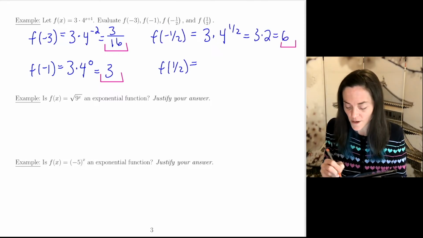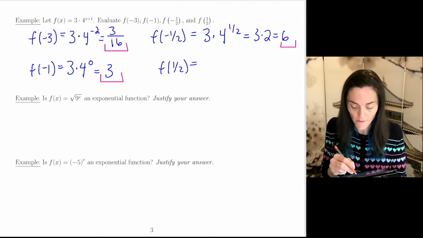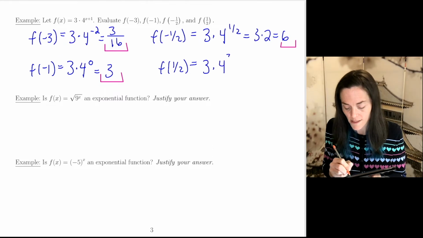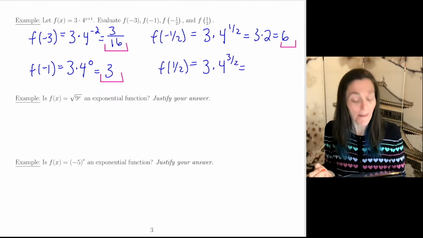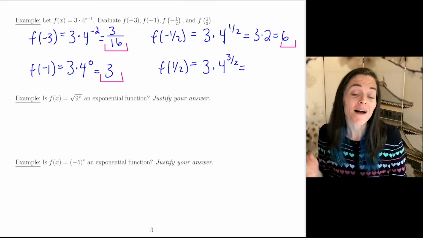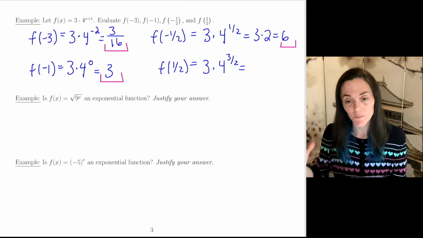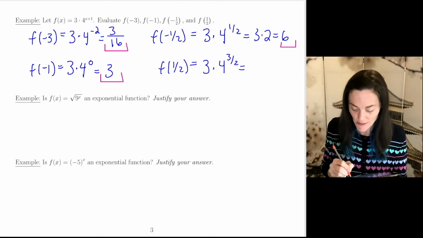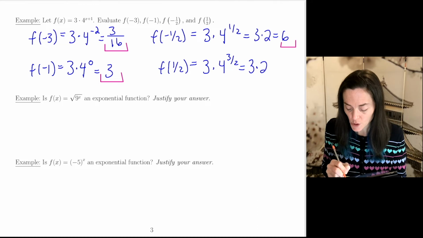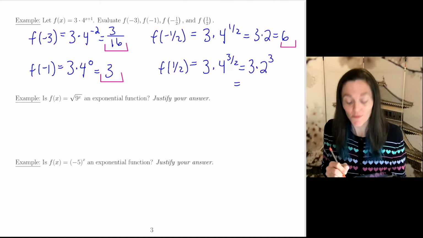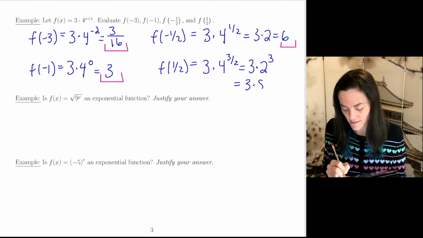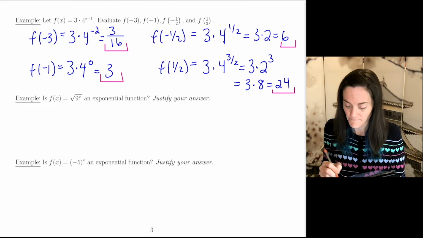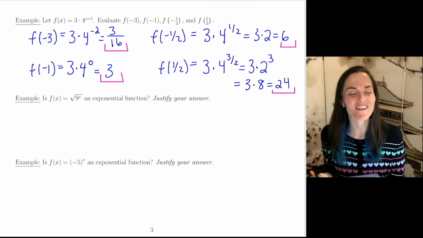And we have one more to evaluate here. We want f of +1/2. This would be 3 times 4 to the 3/2, since 1 plus 1/2 is 3/2. Well, we discussed this in the last lesson. One way to approach this is to take the square root of 4 and then cube it. Let's do it this way. So this would be 3 times 2 cubed, which is 3 times 8. This is 24. So here are these 4 different function values.